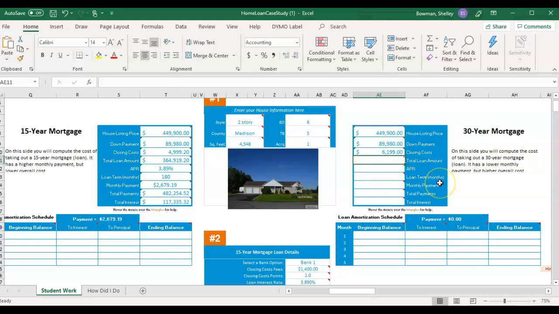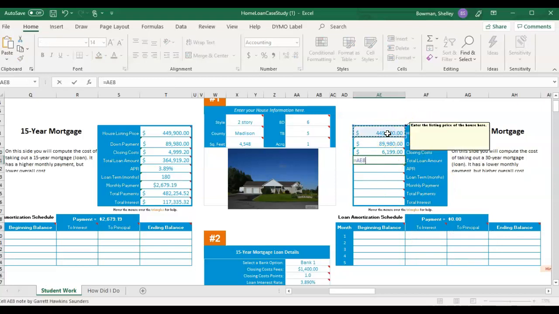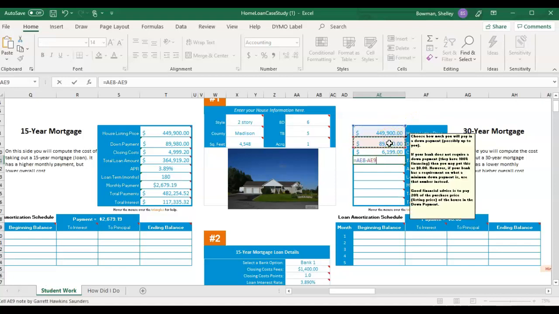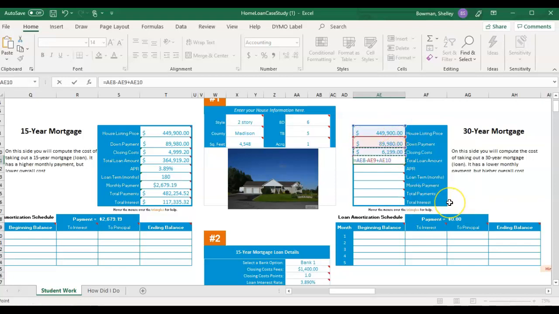Okay, so the next one is the total loan amount, which will be our house price, but I already paid some, but then I have to do the closing costs for all of the loan, and that will now be the entire loan amount that I need to pay off over a 30-year mortgage.